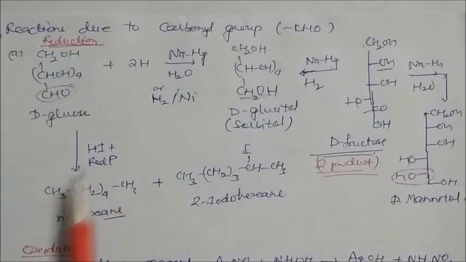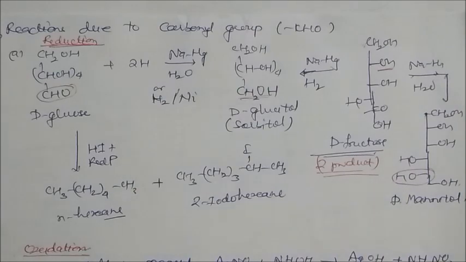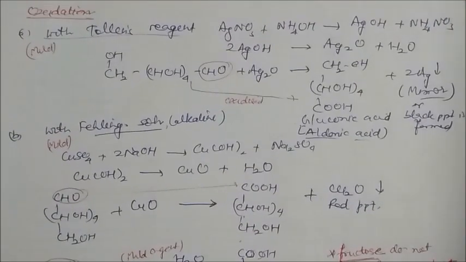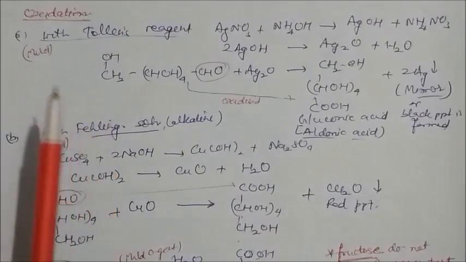And again, when glucose is given hydrogen iodide and phosphorus, we get two types of product. One is hexane and the second is 2-iodohexane. Next is oxidation. Oxidation we already discussed with Tollens reagent.